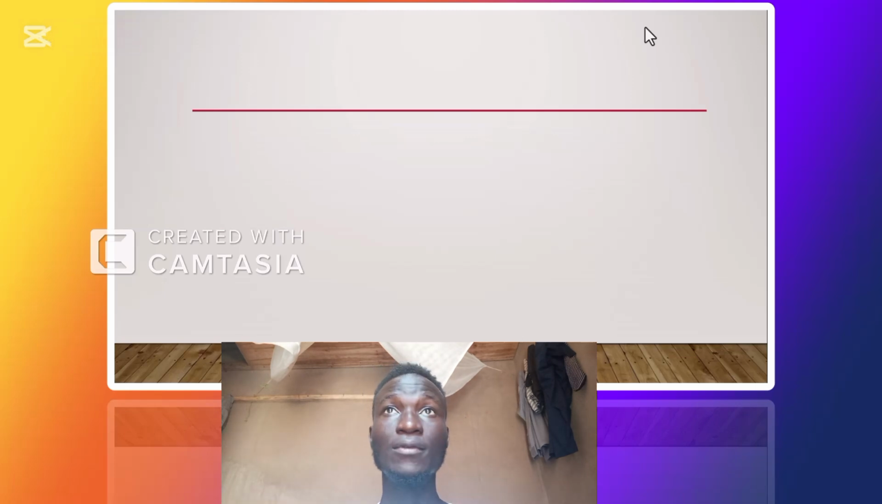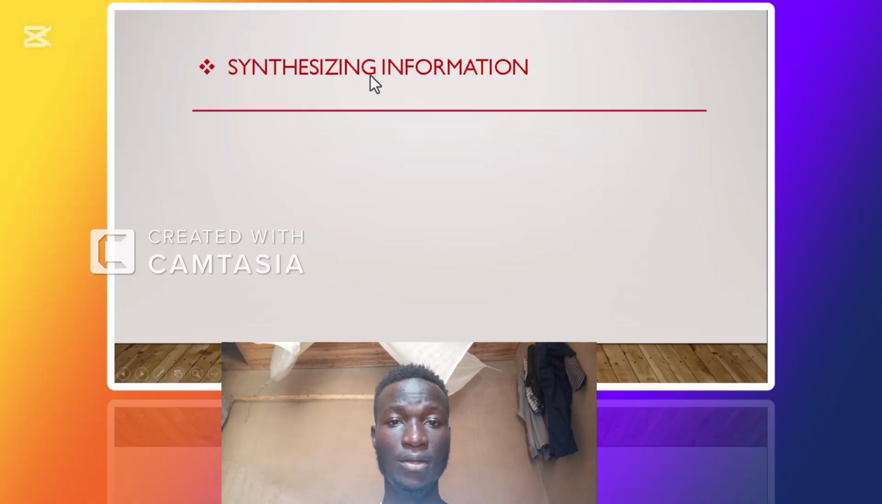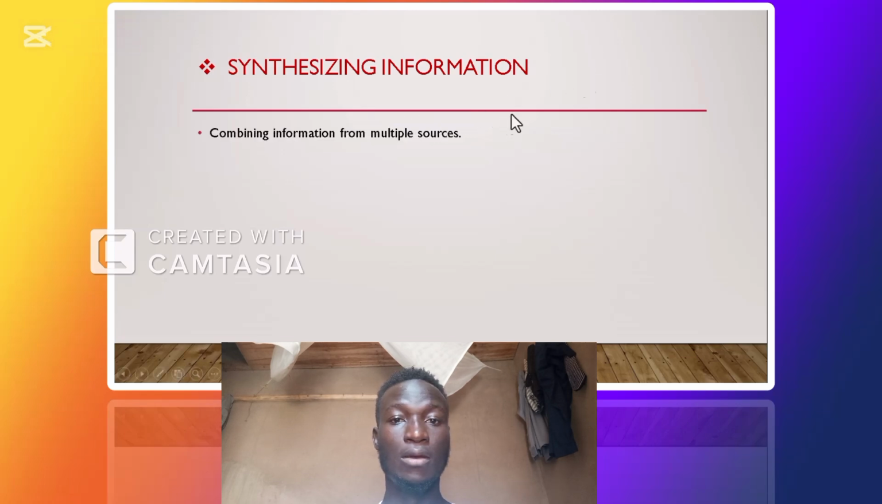Let us continue, and then we look at what else we can talk about here. We're going to look at synthesizing information. So what are we exactly supposed to talk about under synthesizing information? This involves combining information from multiple sources.